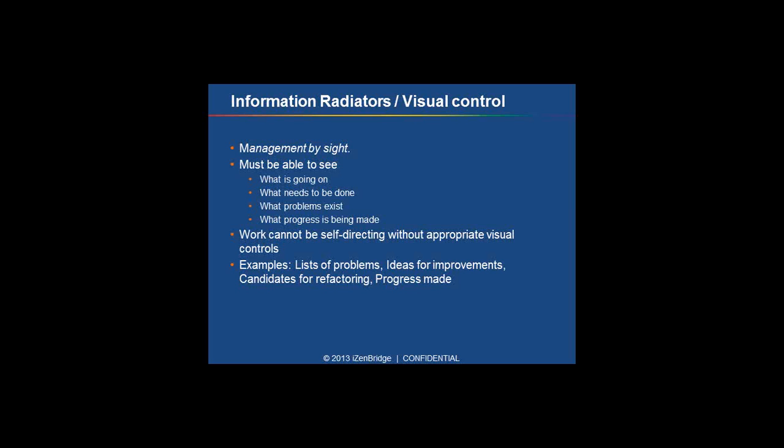One example you can use for visual control is a list of problems. Maybe you have a visible list which shows which items need refactoring, and which items need attention from management or a team leader, because these are things which a team could not resolve on their own. So it could be looked at as an impediment list.